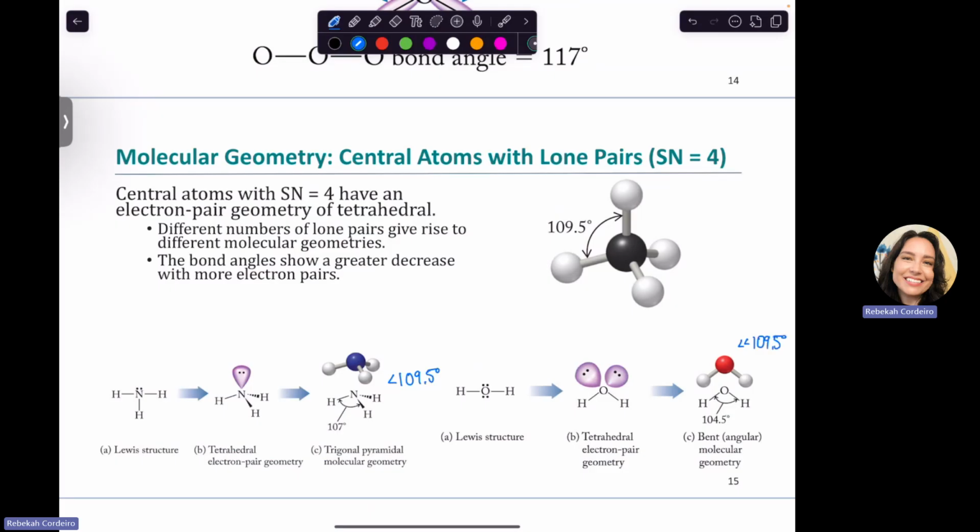It doesn't mean that it's that much less. Obviously 104 is not that much less than 109, but it's just less than the previous one. The more lone pairs you add, the smaller your bond angle is, because the lone pairs press against those bonds to press them together.